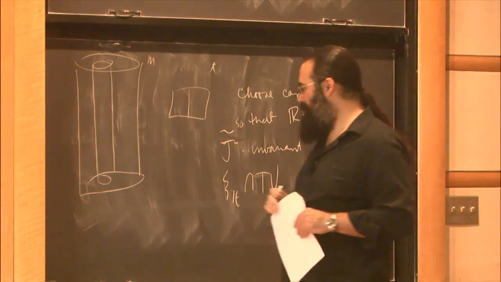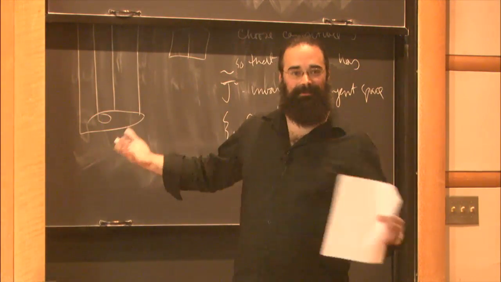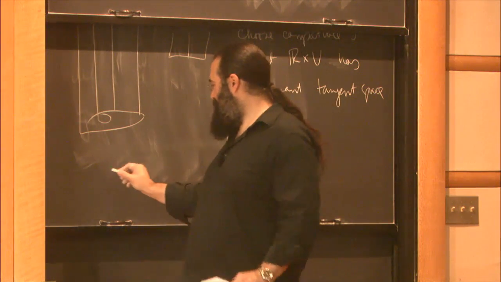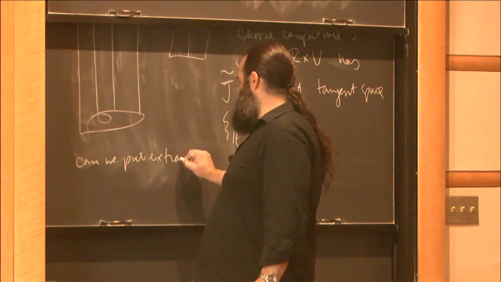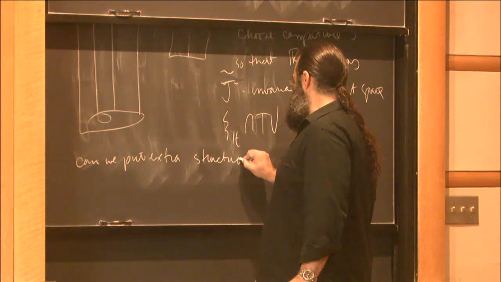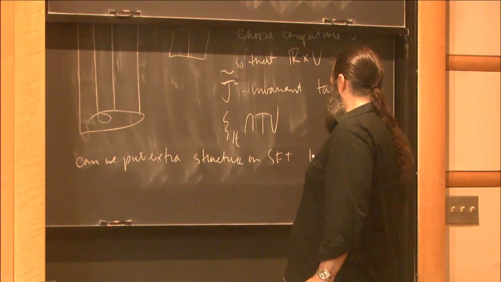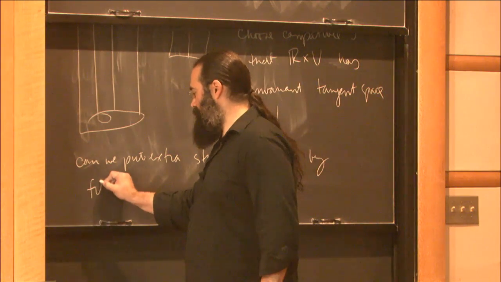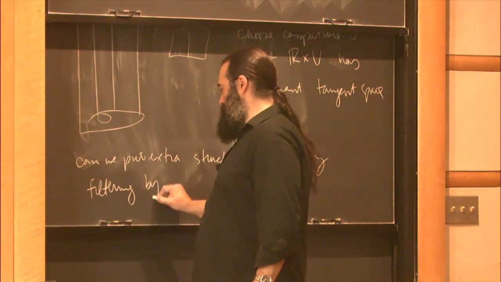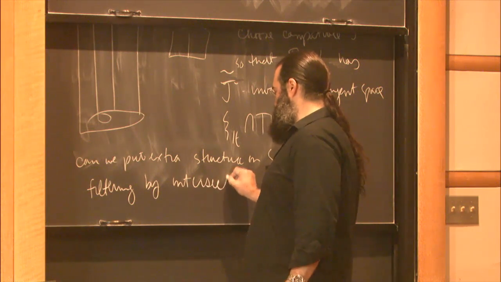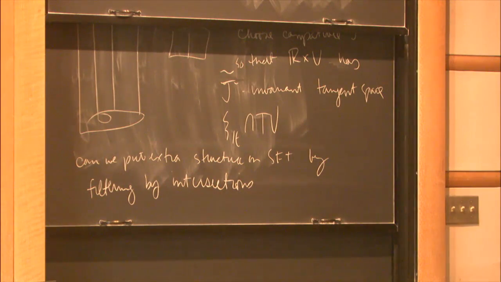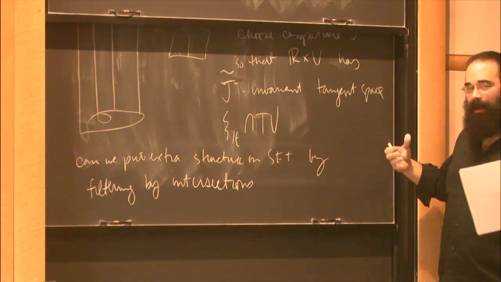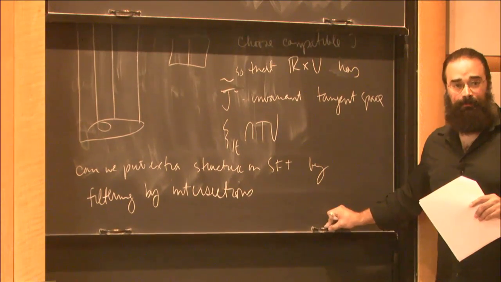And now the question is, I'm very far away from even having a guess of what the right theory would be, but can we put extra structure on SFT by filtering, let's say, filtering by intersections? Right, we have intersection positivity, so we might hope we get a nice filtration by counting intersections of the curves with the submanifolds. And long term, can one possibly prove some sort of symplectic sum formula?